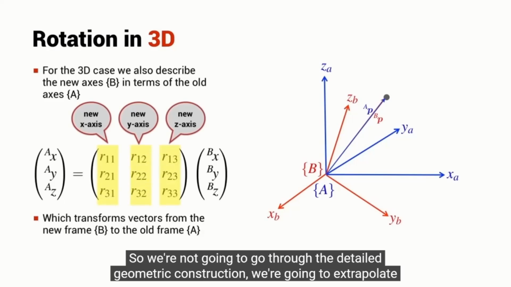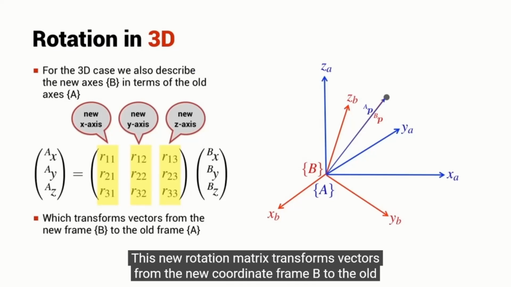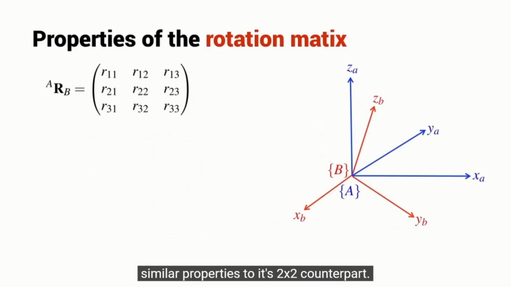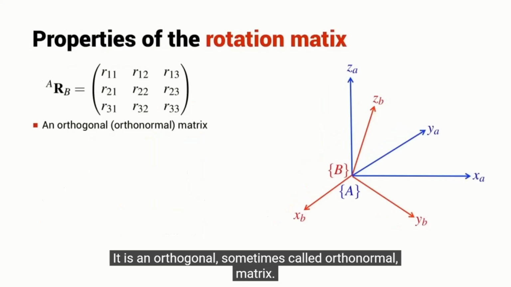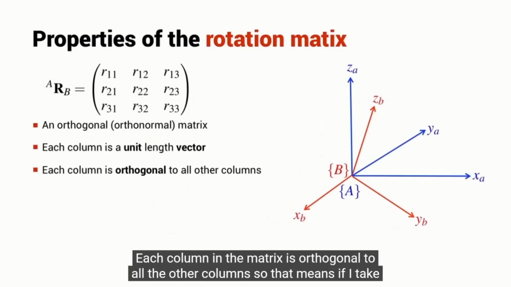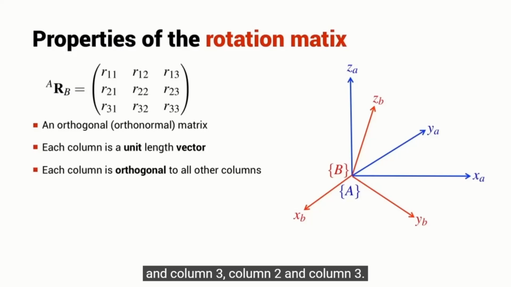So we're not going to go through the detailed geometric construction. We're going to extrapolate from the two-dimensional case and just write this expression directly. This new rotation matrix transforms vectors from the new coordinate frame B to the old coordinate frame A. This three-dimensional rotation matrix, this 3 by 3 matrix, has a lot of similar properties to its 2 by 2 counterpart. It is an orthogonal, sometimes called orthonormal matrix. And that means that each column in the matrix is a unit length vector. Each column in the matrix is orthogonal to all the other columns. So that means if I take the dot product between column 1 and column 2, it'll be equal to 0. Same for column 1 and column 3, column 2 and column 3.